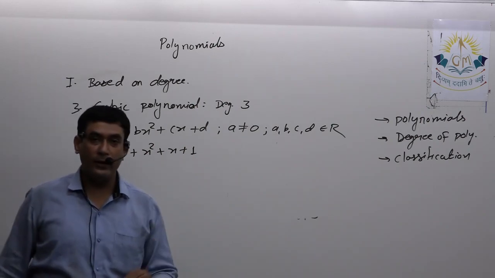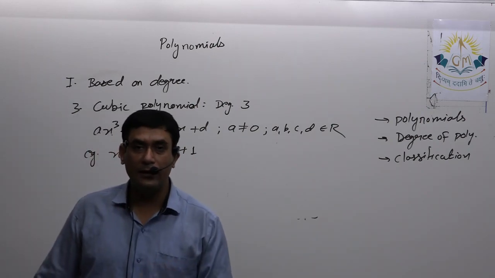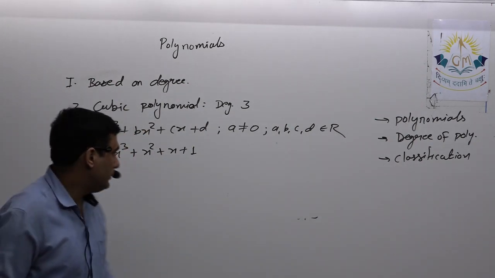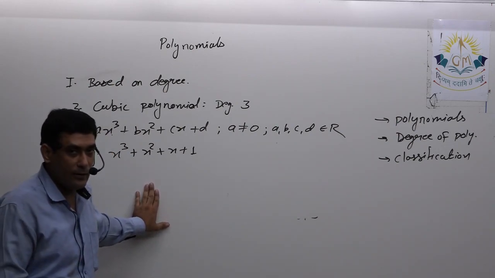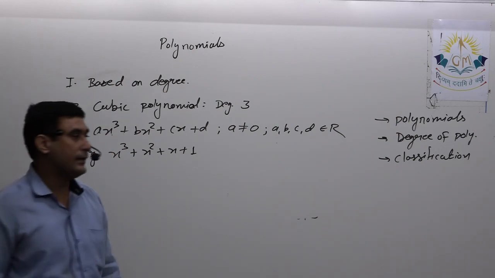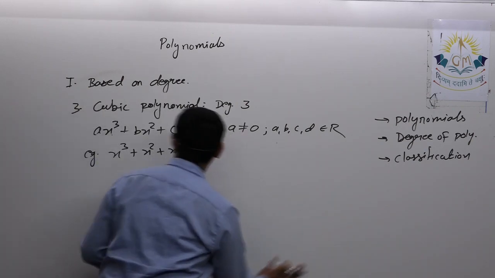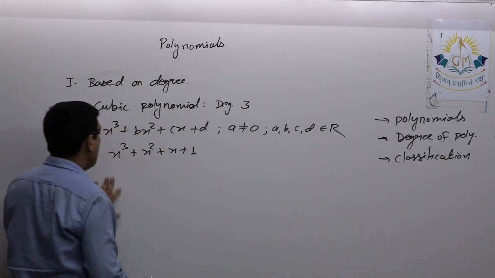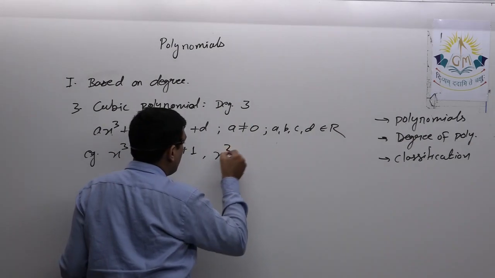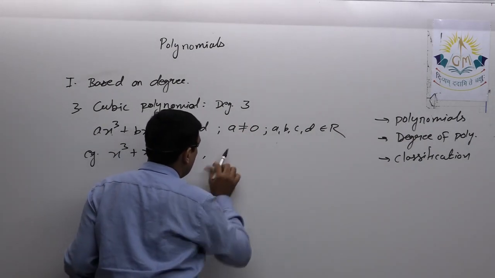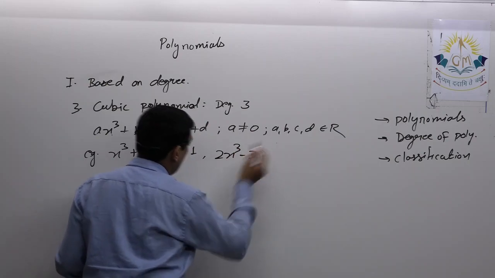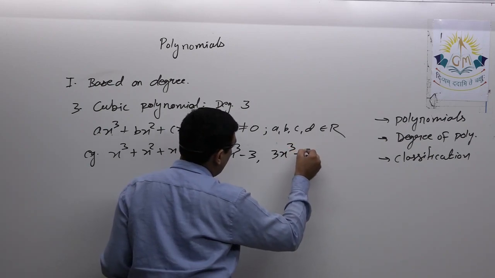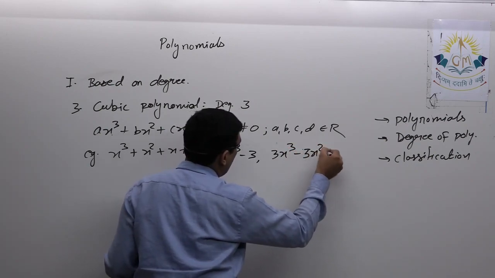The only thing to identify a polynomial is that we have to check, first of all, whether it's a polynomial or not, and then definitely its degree. Based on degree, as the degree is 3, or the maximum power of the variable is 3, this is a cubic polynomial. 2x cube minus 3 is also a cubic polynomial. 3x cube minus 7 or 3x square minus 7.